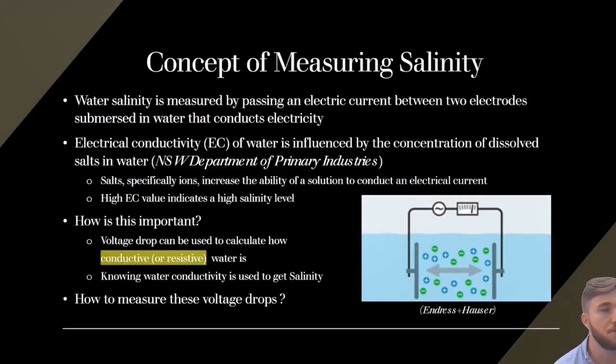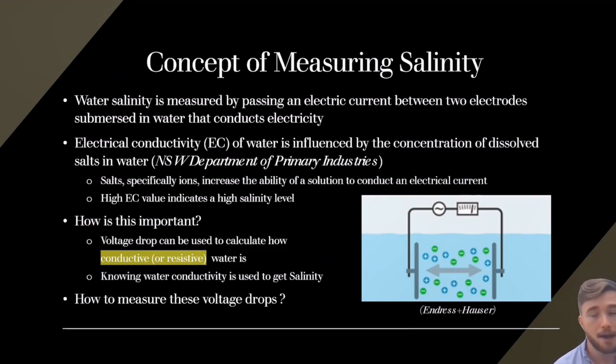So I want to discuss the concept of how salinity is measured. What is the process generally? Water salinity is measured by passing an electrical current, alternating current or direct current, between two electrodes, in this case, that are submersed in water, where water has the ability to conduct electricity. And this electrical conductivity of water is influenced by the concentration of dissolved salts in the water. Salts, when they're dissolved in the water, specifically these ions that disperse, increase the ability of a solution to conduct electrical current.